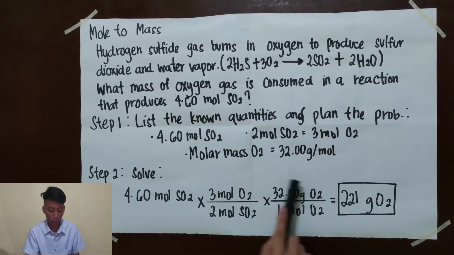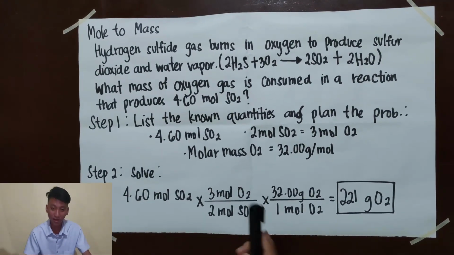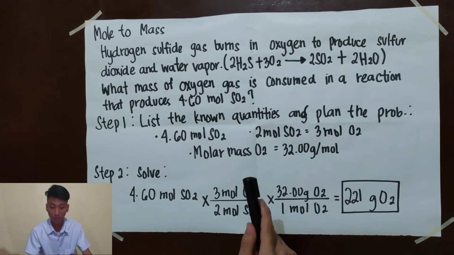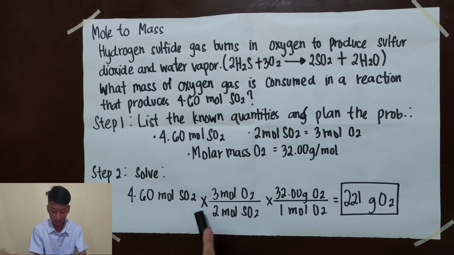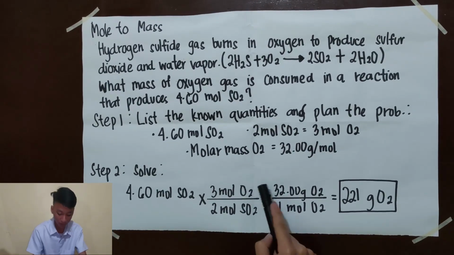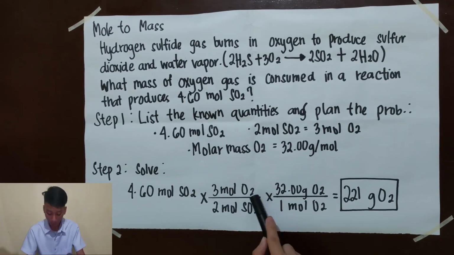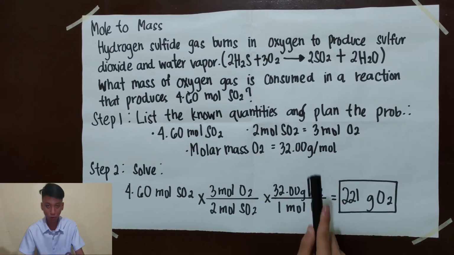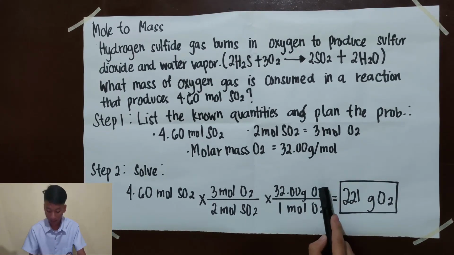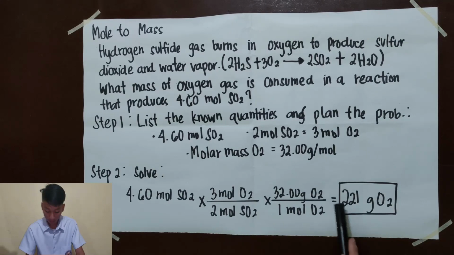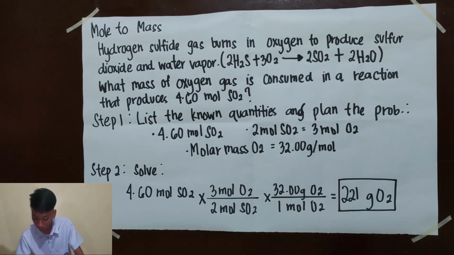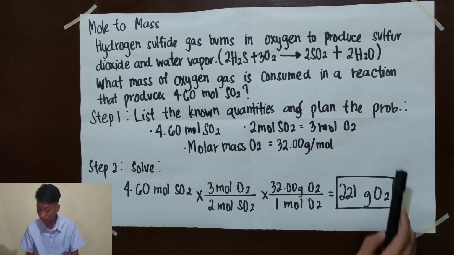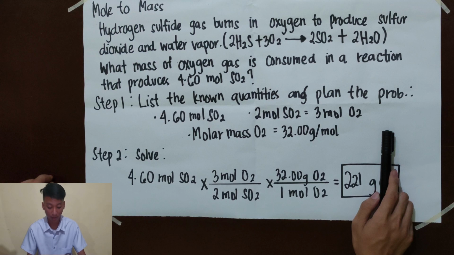Step 2. Just like what was said earlier, a mole to mass problem is a two-step process. So we need to multiply the given, which is 4.60 moles of sulfur dioxide, times 3 moles of O2 per 2 moles of sulfur dioxide. And then we need to multiply by the molar mass of O2 over 1 mole of O2. And we will find the answer, 221 grams of O2. And that is the mass of the oxygen consumed in the reaction.